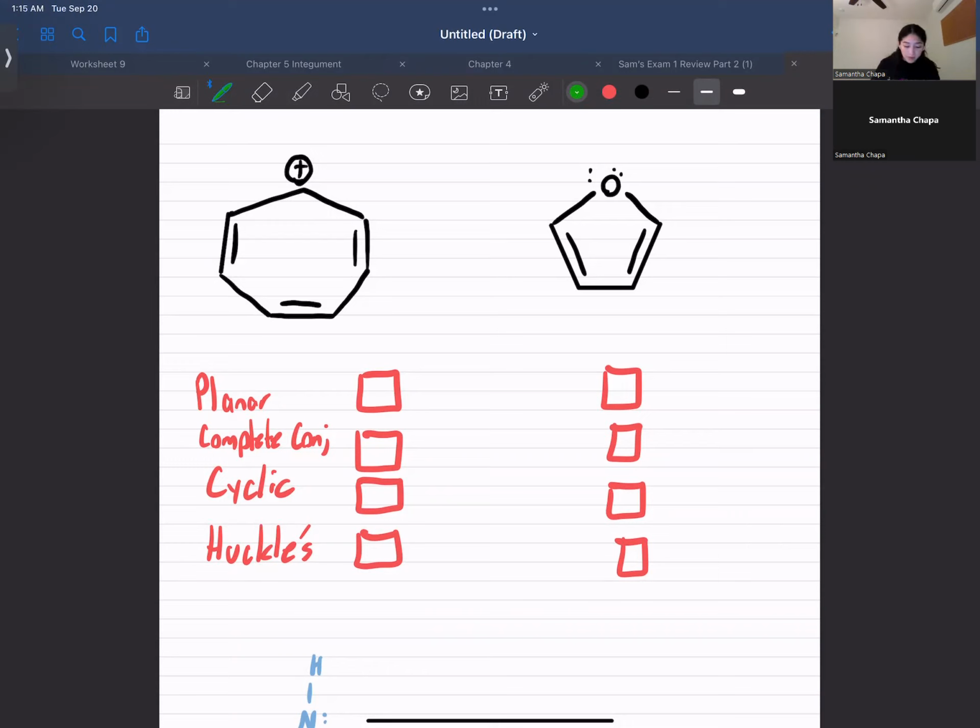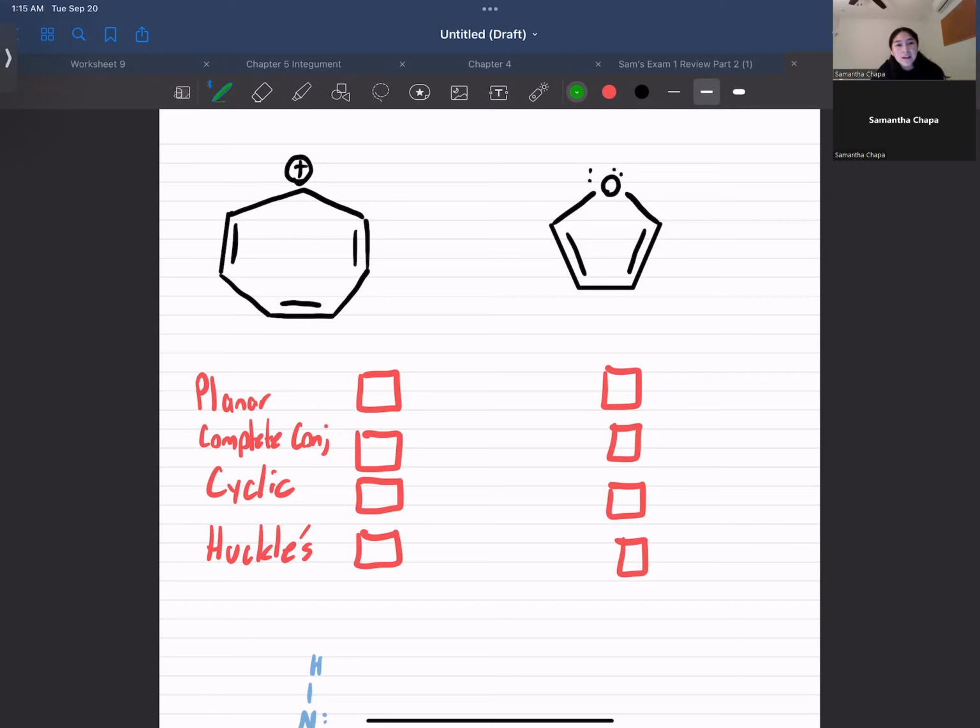For aromaticity, there are four checkboxes that you have to check off: whether it's planar, conjugated, cyclic, and whether it obeys Hückel's law. If you have all of those checked off, then you're aromatic.